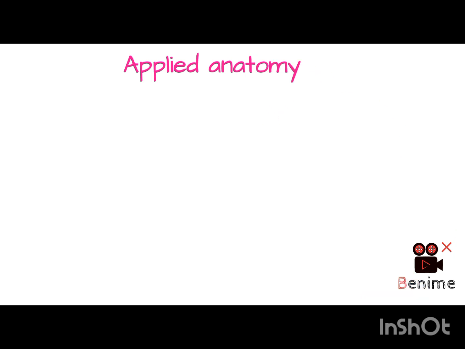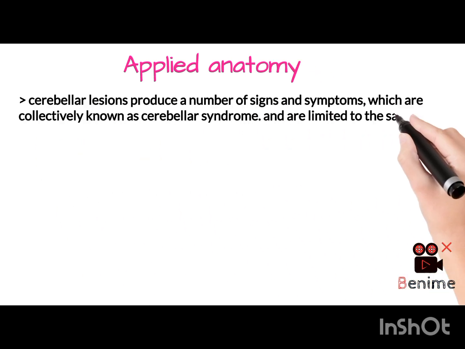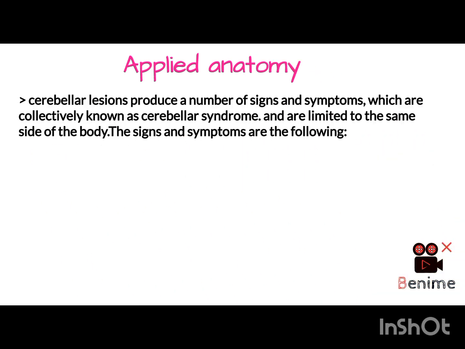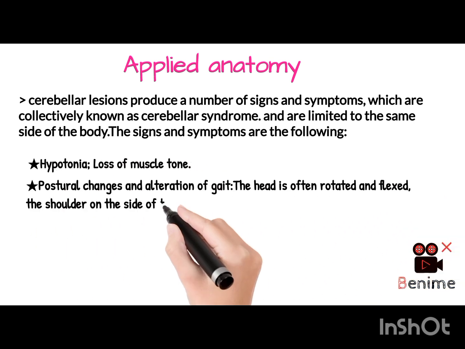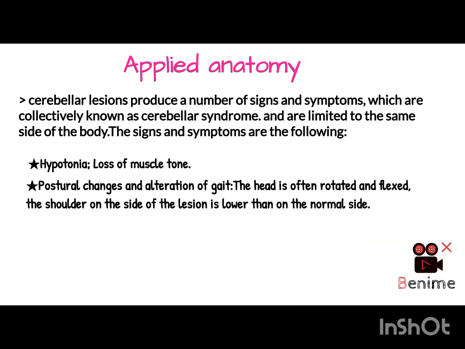Now the applied anatomy. Cerebellar lesions produce a number of signs and symptoms which are collectively known as cerebellar syndrome and are limited to the same side of the body. The signs and symptoms are the following: hypotonia, loss of muscle tone, postural changes and alteration of gait. The head is often rotated and flexed. The shoulder on the side of the lesion is lower than on the normal side.